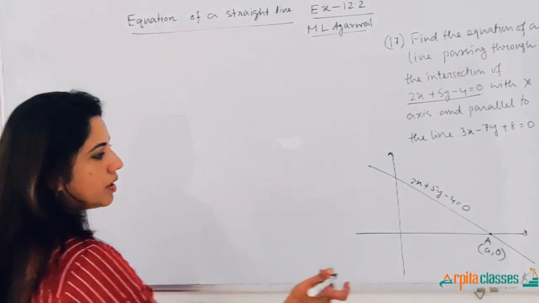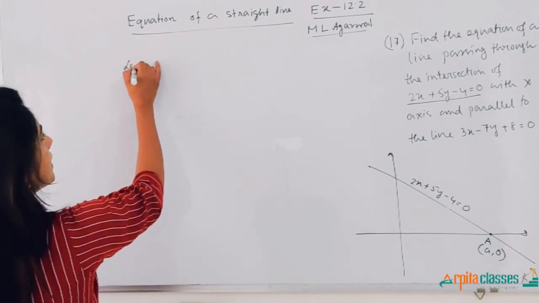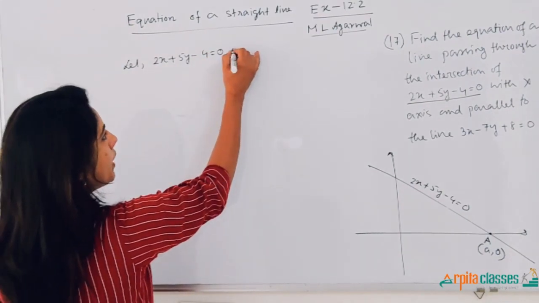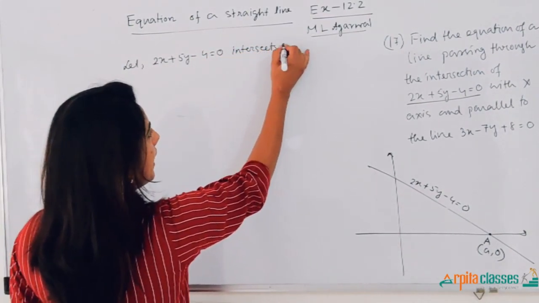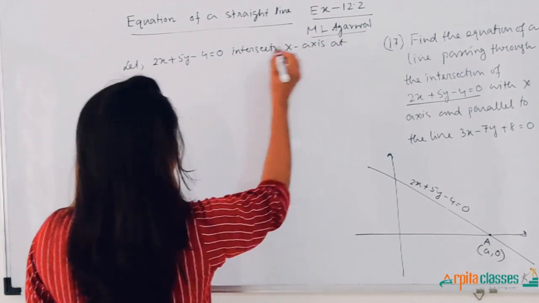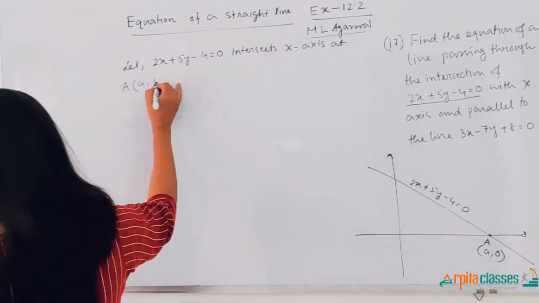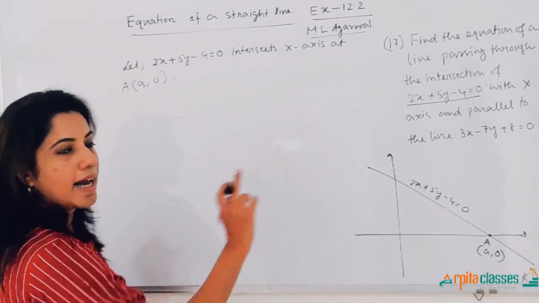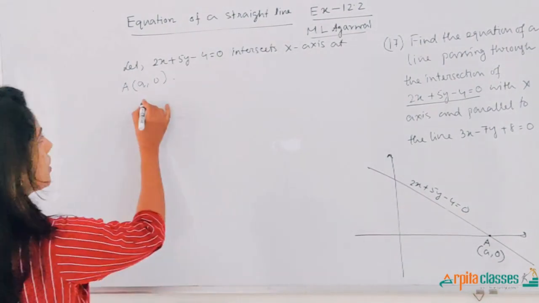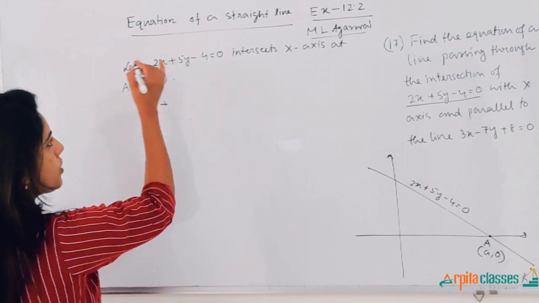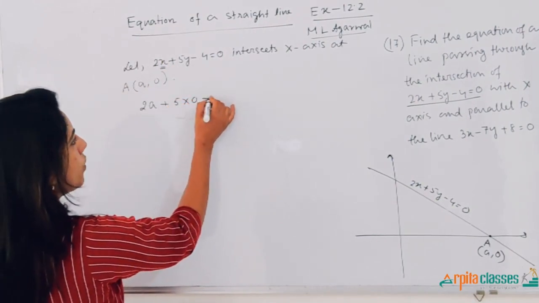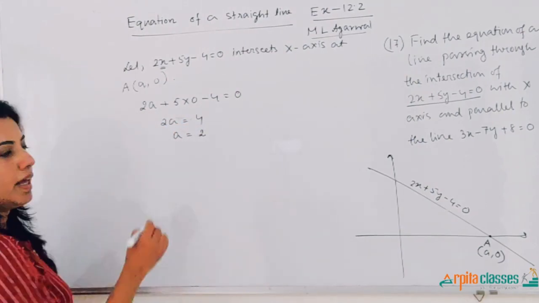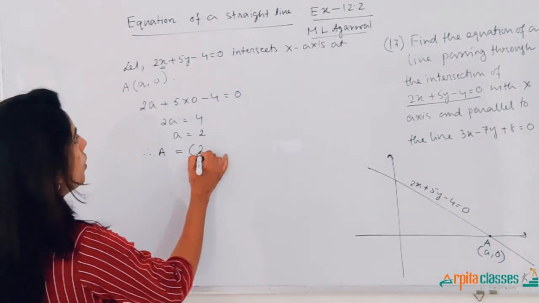So let us first find out the point A here. Let 2x plus 5y minus 4 equal to 0 intersect the x-axis at A, which is (a, 0). Now, since A lies on this line, it will satisfy the equation. So 2 into a, in place of x I am putting a, plus 5 into 0, minus 4 is 0. 2a is equal to 4, or a is equal to 2. Therefore, A point is (2, 0).